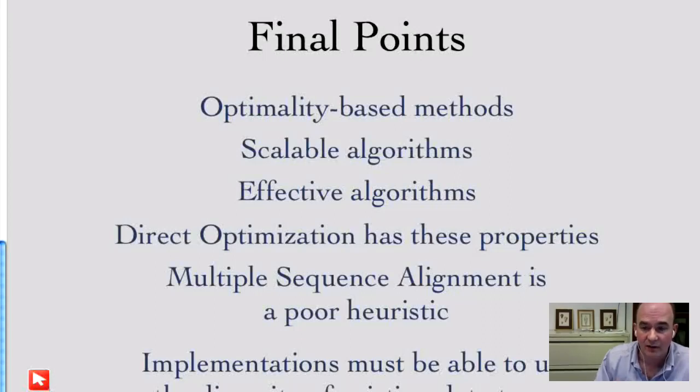I think in head-to-head analyses, even given the same amount of time, the multiple sequence alignment algorithms, as implemented in several pieces of commonly used software, are not as effective as those that are implemented in other pieces of software that are using tree alignment problems. And I suspect that will be the case broadly as other tree alignment algorithms come out, that tree alignment approaches like direct optimization will be more effective in general than multiple sequence alignment. And the last is, as really an implementation issue, that implementations must be able to use a diversity of existing data types so that biologists can solve real problems with them.